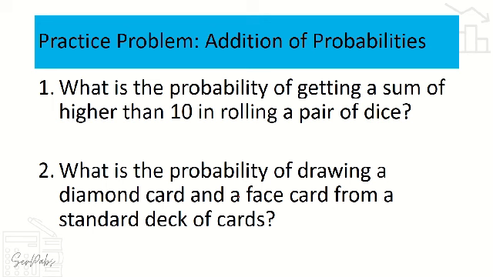Then, for practice problem number 2, what is the probability of drawing a diamond card or a face card from a standard deck of cards? Ang diamond card natin ay 13, ang face card natin ay 12. Pero merong magkamukha sa kanila, ilan? Tatlo yung magkamukha, yun ay Jack, Queen, and King.